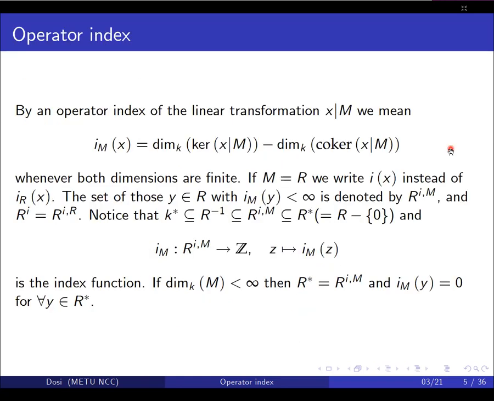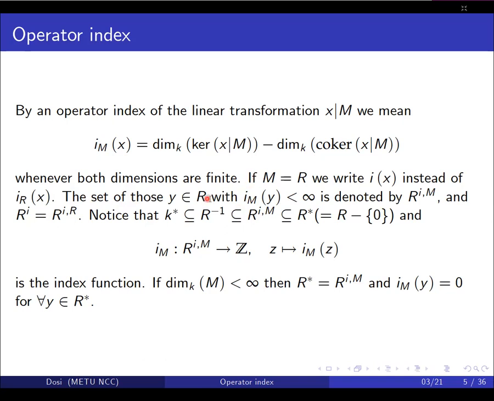Okay, yeah, we're here. Now let's switch to that. Everyone knows what an index is from linear algebra. If you have a linear transformation, it's the difference of the dimensions of the kernel and cokernel, whenever both dimensions are finite. If M is just R, the ring itself, we usually write i(x) instead of i_R(x). Every x acts like a multiplication operator, so it makes sense to talk about the index.